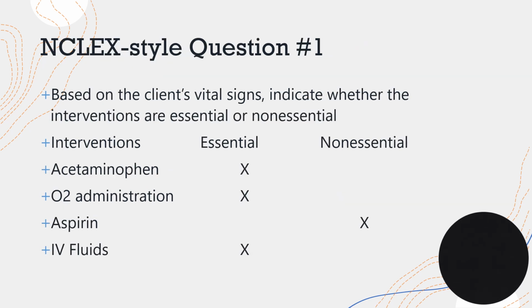We have some questions. Our first question, based on the client's vital signs, indicate whether the interventions are essential or non-essential. We got the acetaminophen, O2 administration, aspirin, IV fluids. The acetaminophen is essential for his temperature. O2 administration is essential because he's 88% on room air. Aspirin is non-essential, and IV fluids are essential. To keep him from being dehydrated, and sometimes it can help raise the blood pressure.